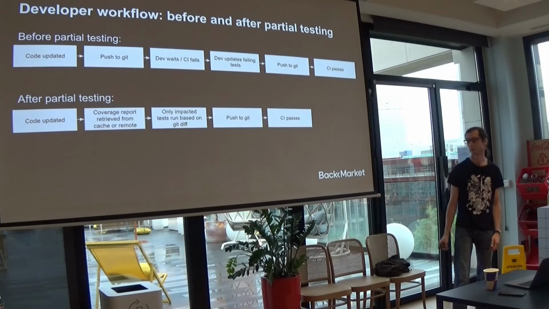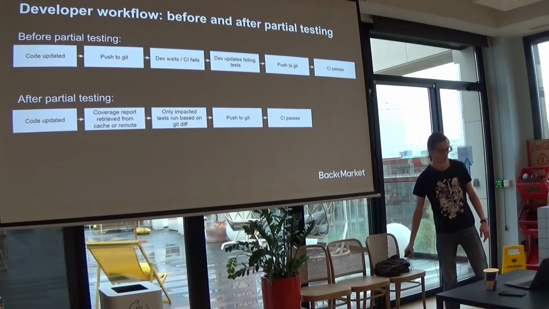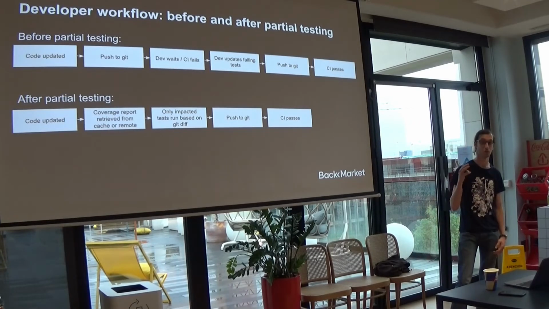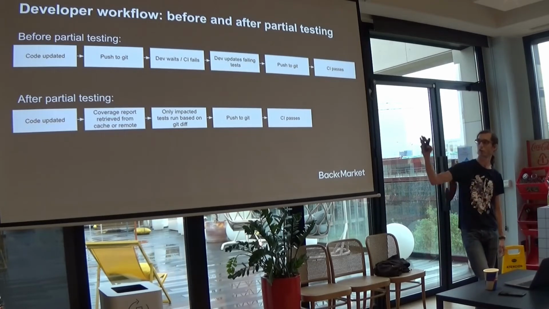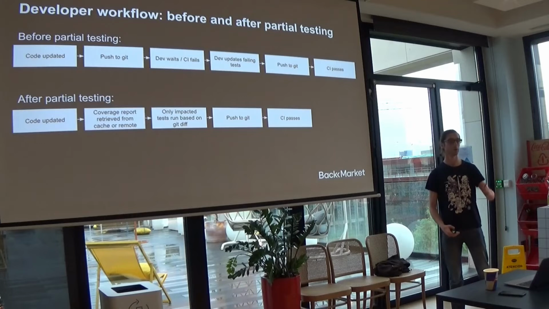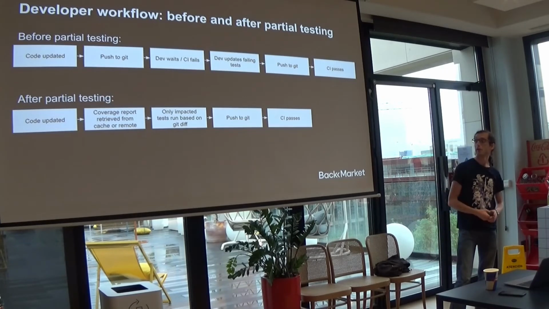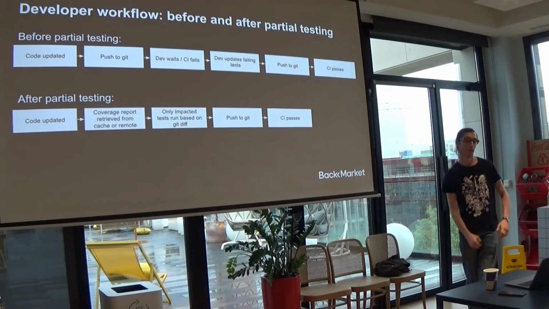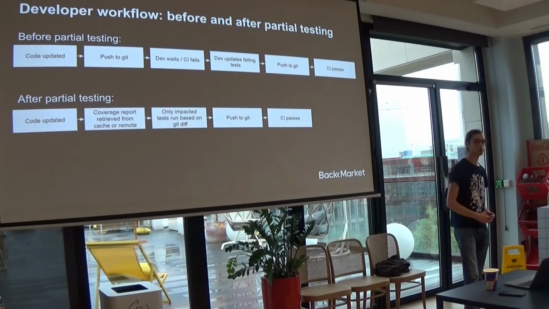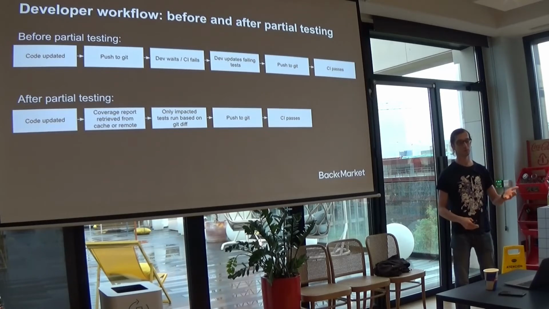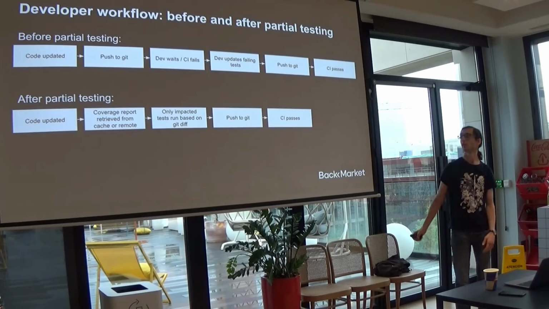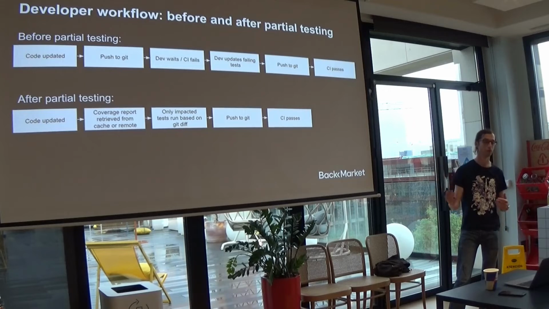the CI to run. With partial testing on local environment, we have a different workflow where basically the developer will update the code, and after that, the developer will retrieve the coverage report from AWS S3 or whatever remote server we are using. And if it's already in the local environment of the developer, we won't get it from the remote because we already have the coverage report on local environment. And then we will only run the impacted tests based on the files that are modified. So in the Git diff, the same result as we will have on the CI. And then the developer will push to Git, and this time, hopefully, the CI should pass.